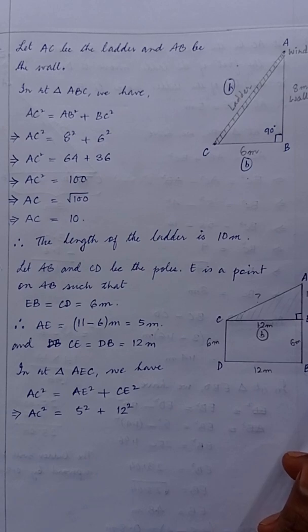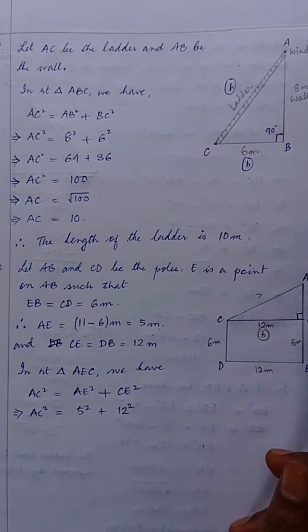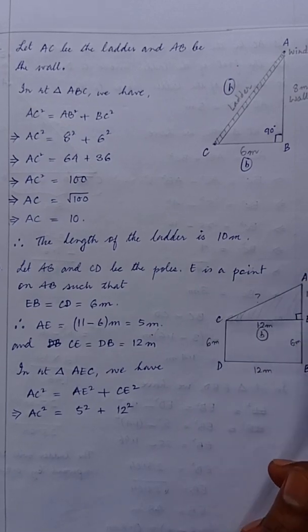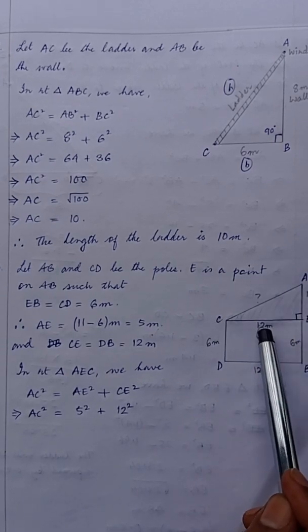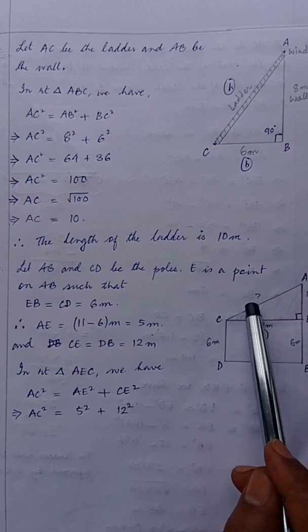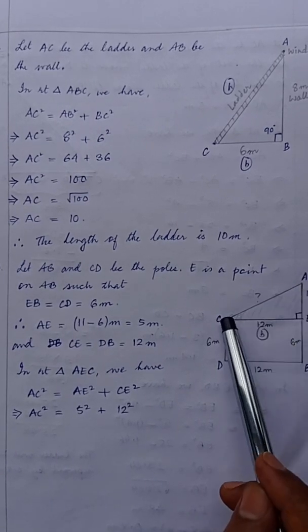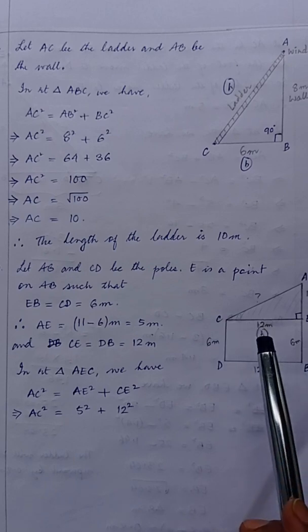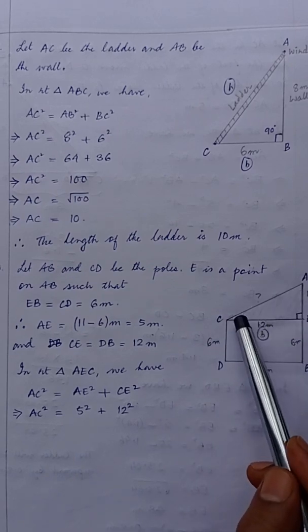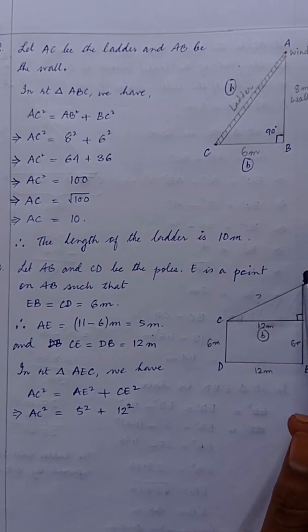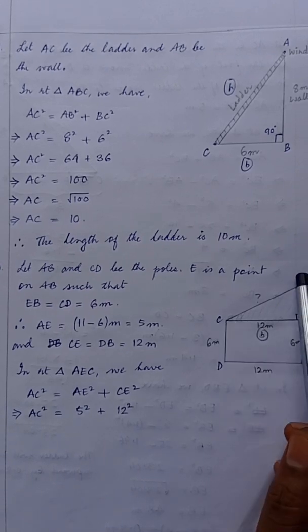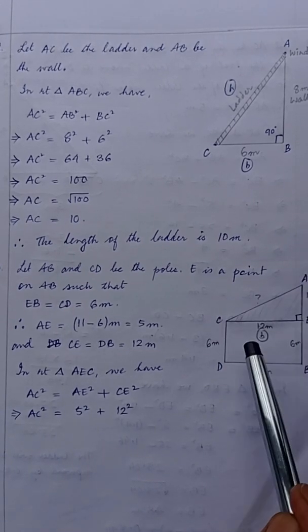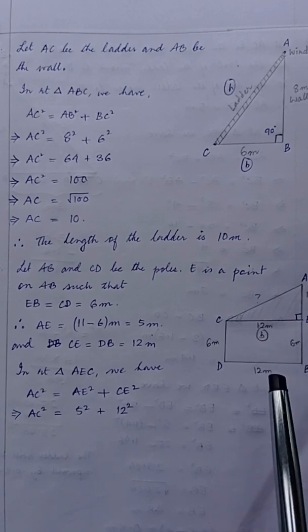So in triangle AEC, this is 5, this is 12. We have to find this one. This is the distance between the tops A and C. So we will just take this shaded region as the triangle. In triangle AEC, AC square is equal to AE square plus CE square.